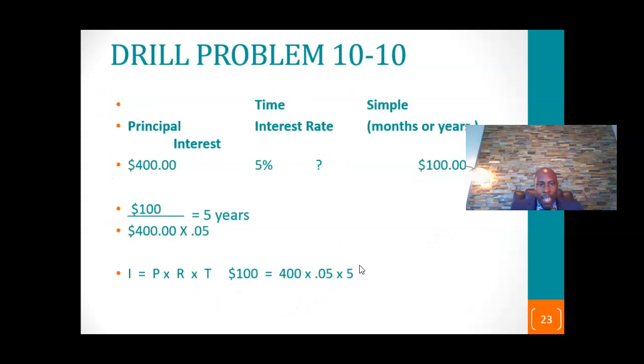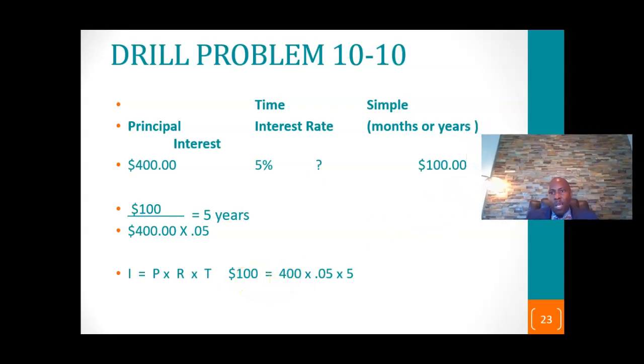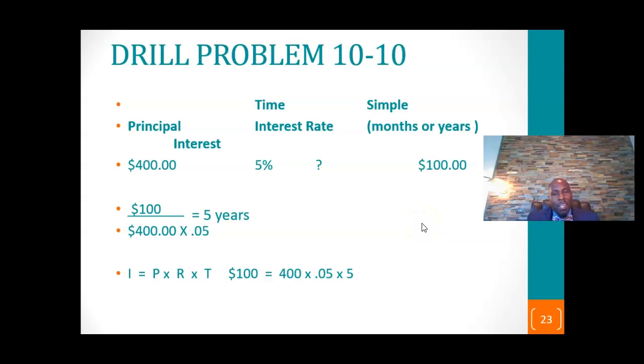You can always check this by putting it into the original equation, principal times rate times time. If I take 400, principal amount, rate of 5%, times 5 years, that would give me simple interest in the amount of $100. So when doing these type of problems, always check your work. Once you calculate the principal amount, the interest rate, or time, plug it back into the original equation and make sure your numbers all check out.